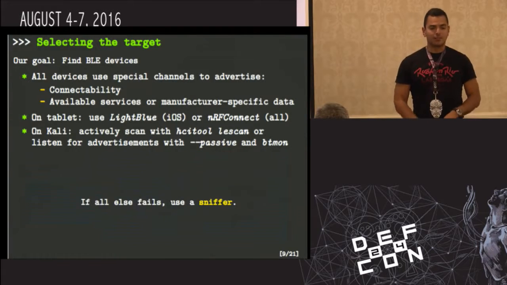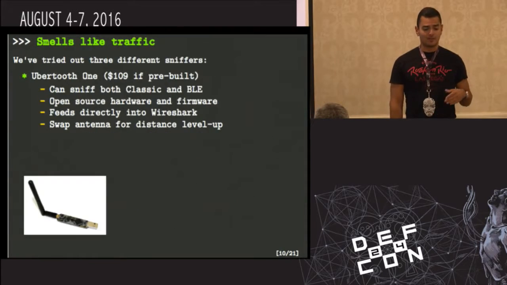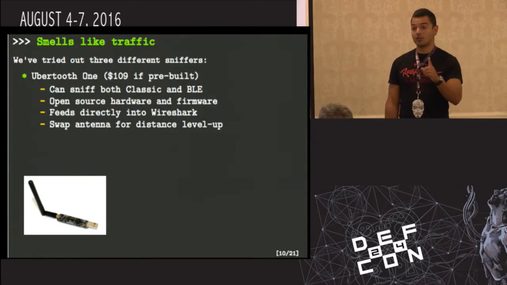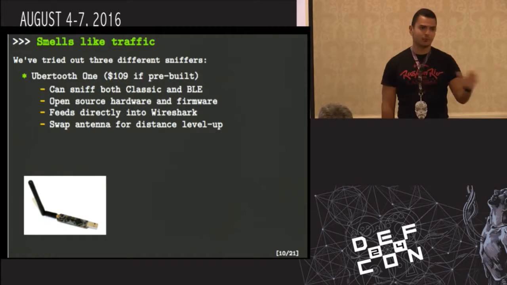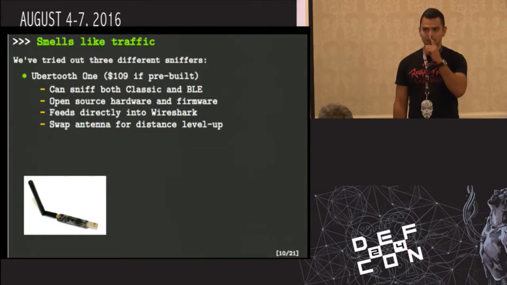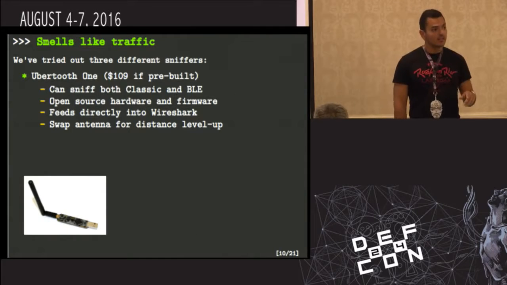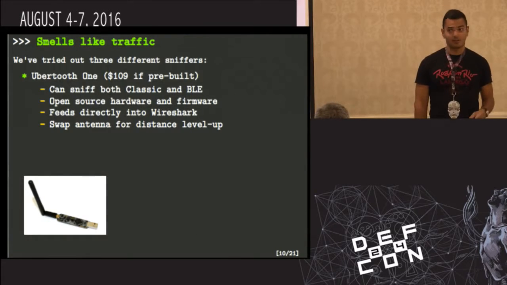Okay, if all else fails, you can always use a sniffer. So we're going to talk about three different types of sniffers that are out there. Number 1, Ubertooth One. It's probably the most popular one. It's one of the first dongles that could actually sniff Bluetooth communications for cheap.